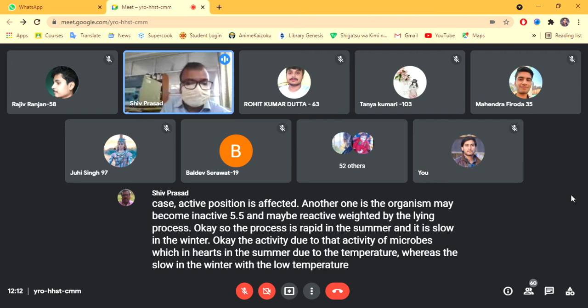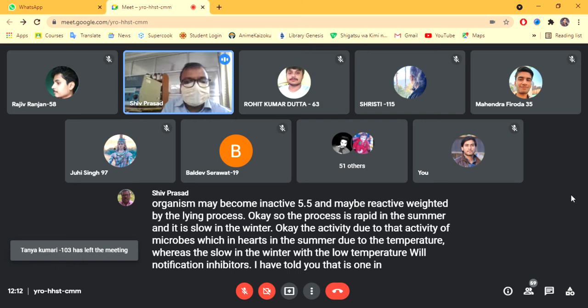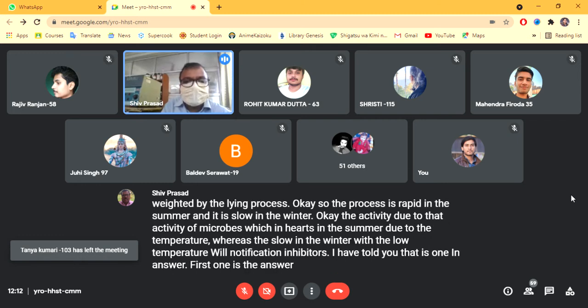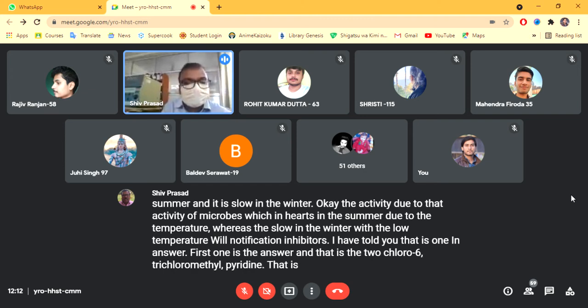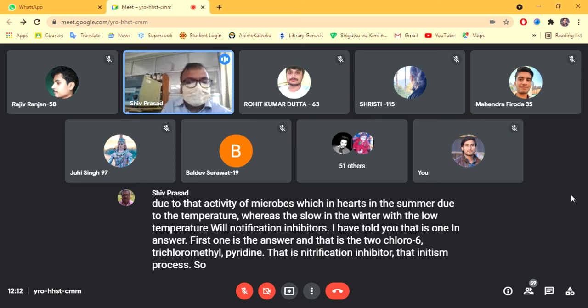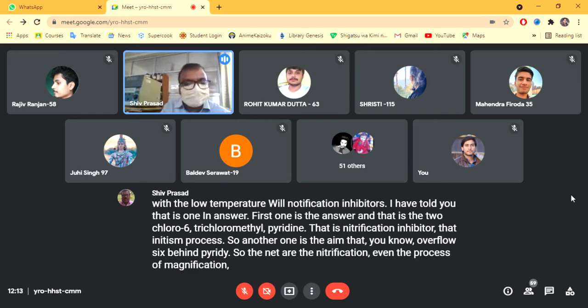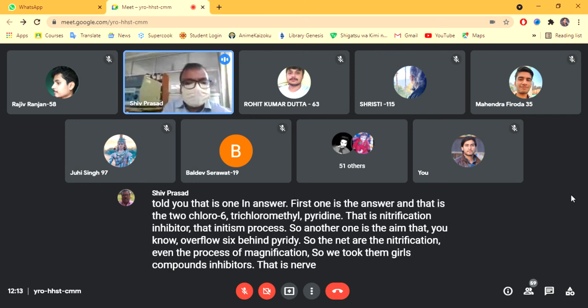Then nitrification inhibitors. The first one is NSERP, that is 2-chloro-6-trichloromethylpyridine, a nitrification inhibitor that inhibits the nitrification process. Another one is AM, that is 2-amino-4-chloro-6-methylpyridine. These two are the nitrification inhibitors which inhibit the process of nitrification.